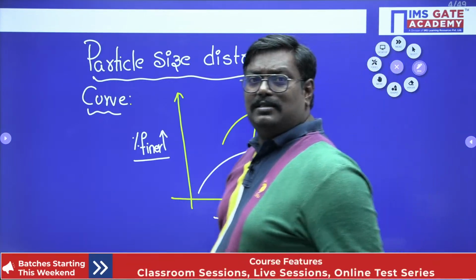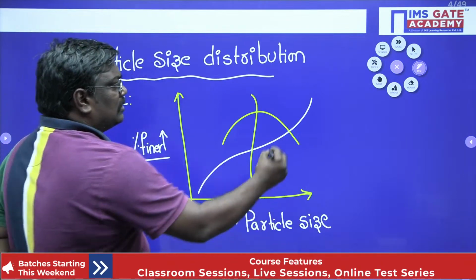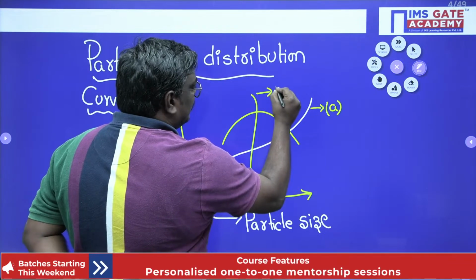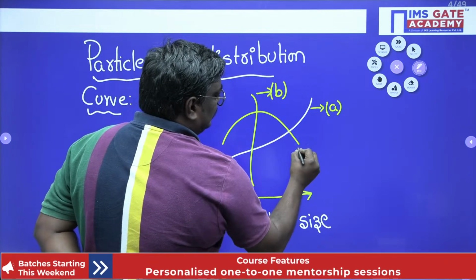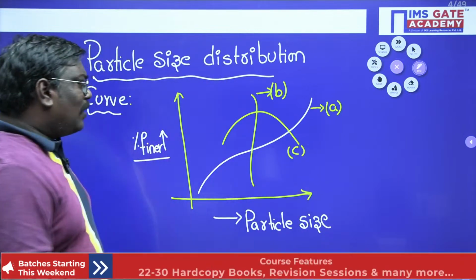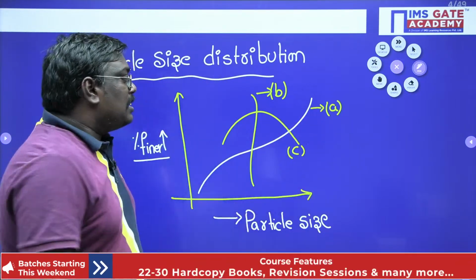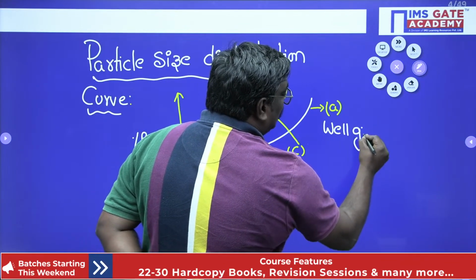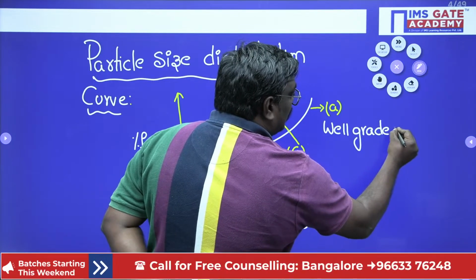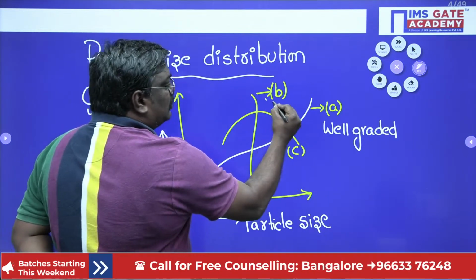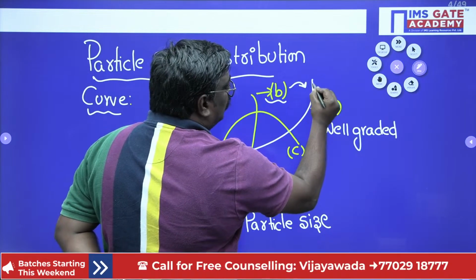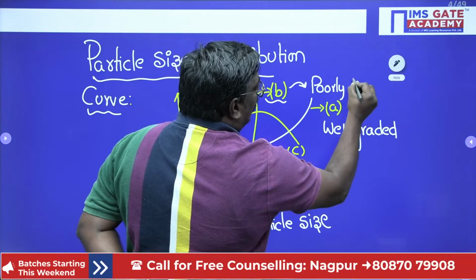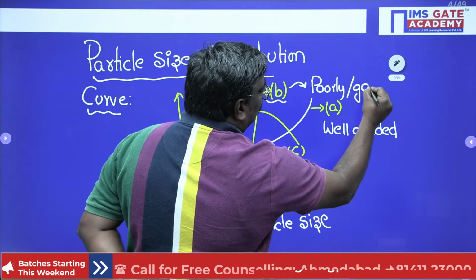Now see students, suppose I assume this as graph A, this graph as B, and this graph as C. Now what does graph A suggest to you? Graph A suggests that it is a well-graded soil. And what does graph B tell you? It represents a poorly graded, or gap graded soil. Agree students?